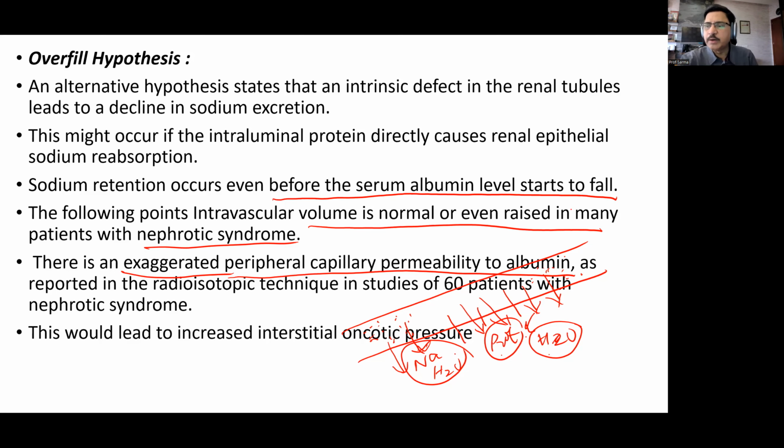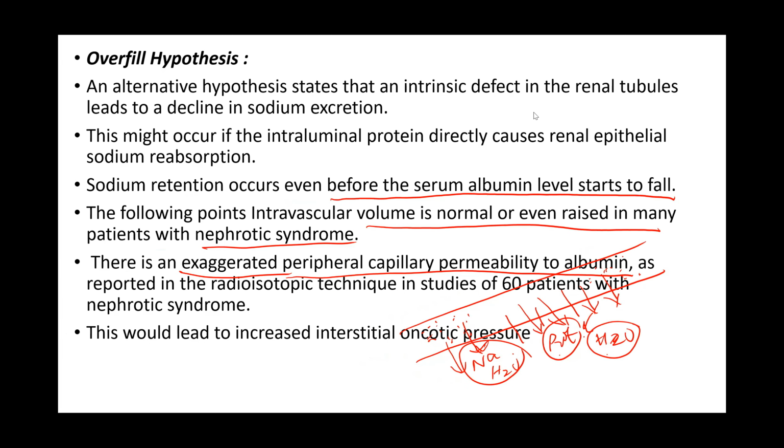Why do I need to know this? What is the necessity to know this one? To know the underlying mechanism, what happened? Supposing I know the underlying mechanism, what big thing will happen for me? Treatment, ma. Yes, sir. Supposing the sodium leak hypothesis is agreed, retention of sodium is agreed, then what do I have to do? Then I have to restrict the sodium, isn't it? Yes, sir, diet. Dietary restriction.